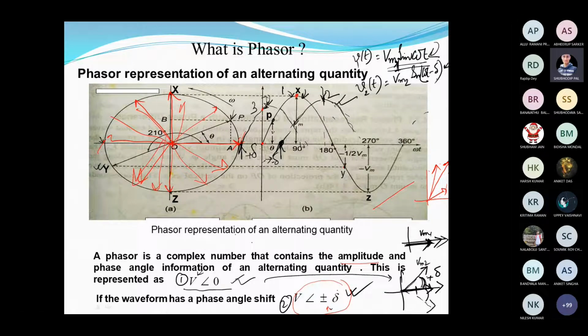Okay, students, so this is the representation. Say there are different types of waveforms, and those waveforms are represented. You can see this one, the bold one is I M1 sine omega t. You can see it is starting at 0, so its phasor is represented by I M1 angle 0, right?